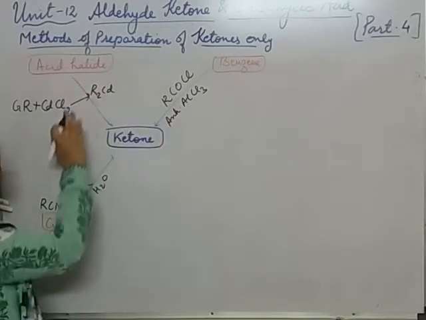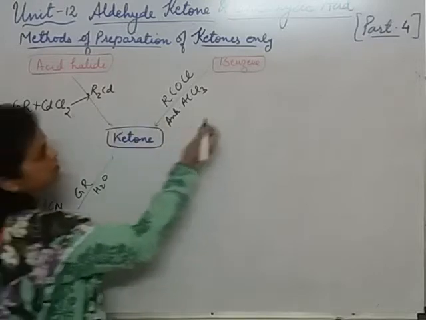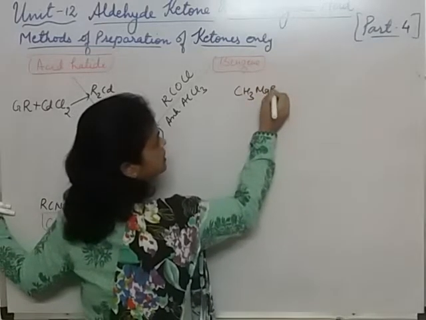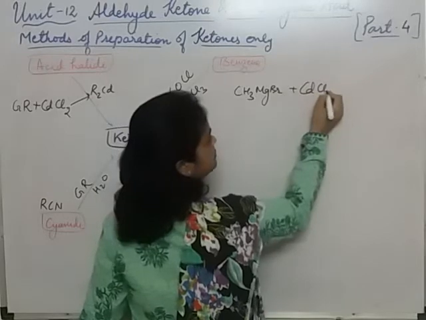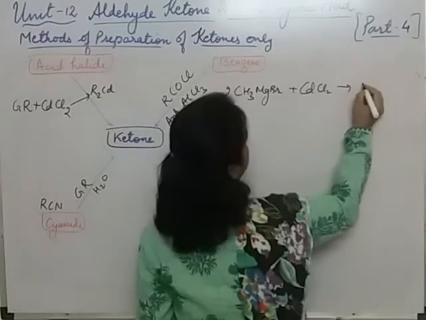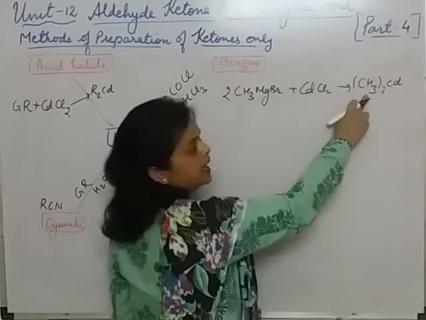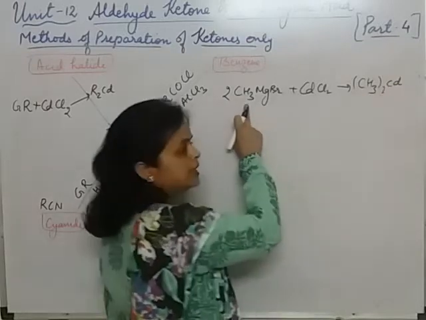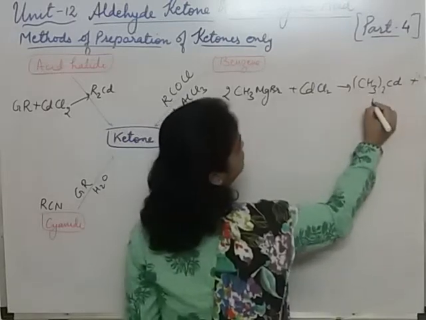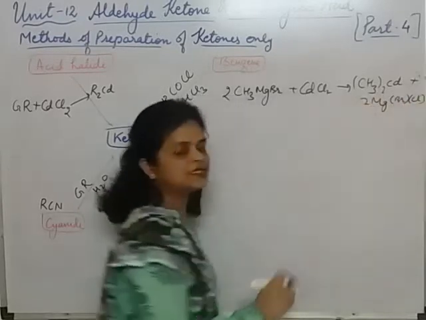Let's start from here. Acid halide. So for acid halide we need dialkyl cadmium, so we will start from here. If we take the GR, this CH3MgBr, and it combines with cadmium chloride, what is it going to form? We take 2 moles of this and we get (CH3)2Cd, dimethyl cadmium. Whatever alkyl group you take, it will be here. So it is dimethyl cadmium. Along with this, we will get MgBrCl. Okay, this is the side product.